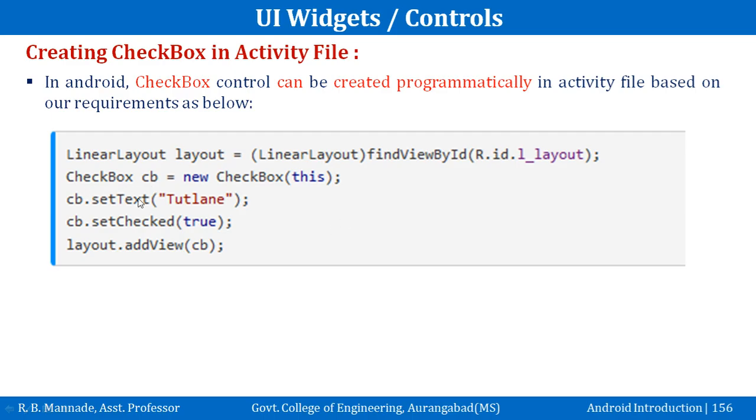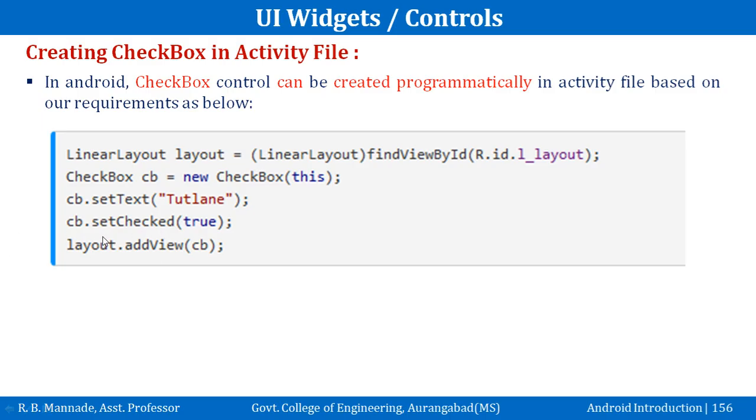So cb.setText will set this particular text programmatically to that checkbox control, and then cb.setChecked, and we are passing here the value of true. So it is the same as setting the checked attribute in the .xml file to true, but programmatically it is achieved in this way.